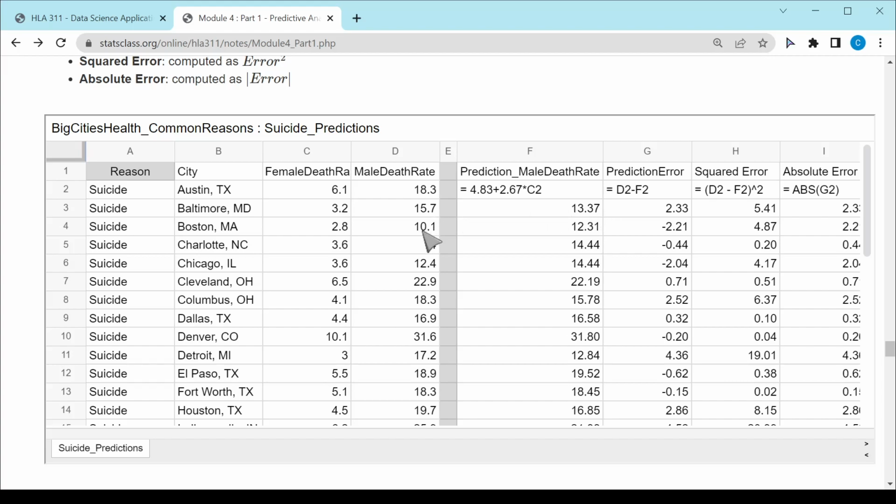Here in Boston, Massachusetts, the actual male death rate due to suicides is about 10. But if I make a prediction based on the female death rates, I would estimate the death rate due to suicide to be about 12.3. So I over predicted here for Boston, Massachusetts, which is going to end up with a negative prediction error.